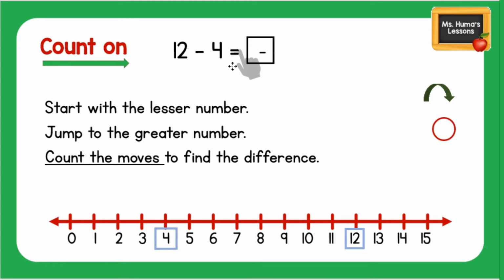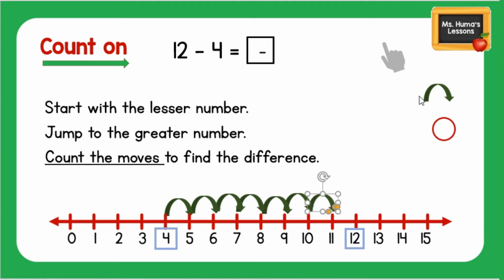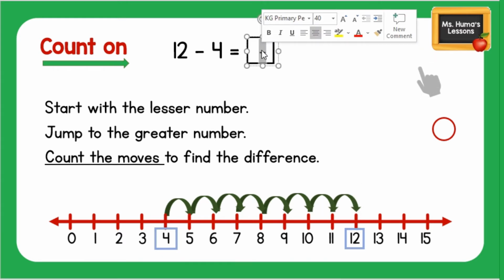So let's start. I'm going to start jumping from the lesser number to the greater number, and then I'll count how many jumps I have made. Let's count 1, 2, 3, 4, 5, 6, 7, and here comes the last one. I have reached number 12. So that means I have made how many moves or jumps? 1, 2, 3, 4, 5, 6, 7, 8. That means I have to write here 8.